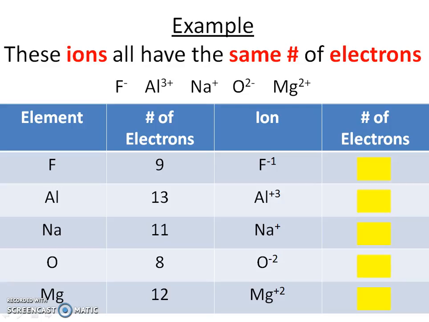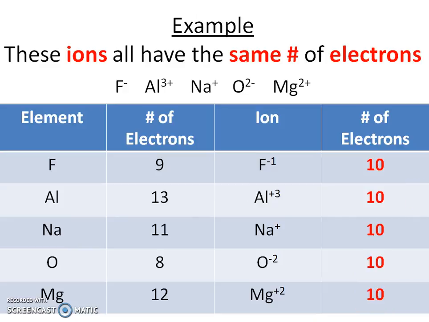isoelectronic series. So if we go from the element fluorine, which has 9 electrons, to its ion, now it has 10. Aluminum started with 13. When it became an ion, now it has 10. Sodium, 10. Oxygen, 10. Magnesium, 10.